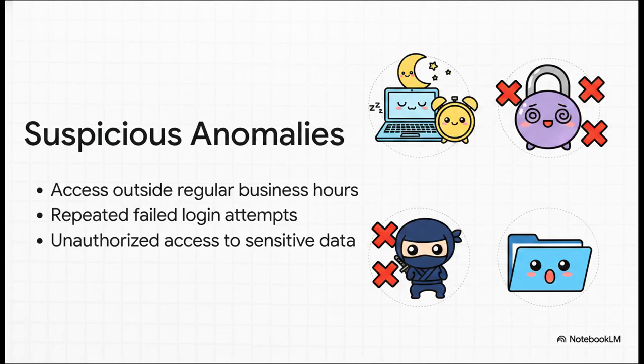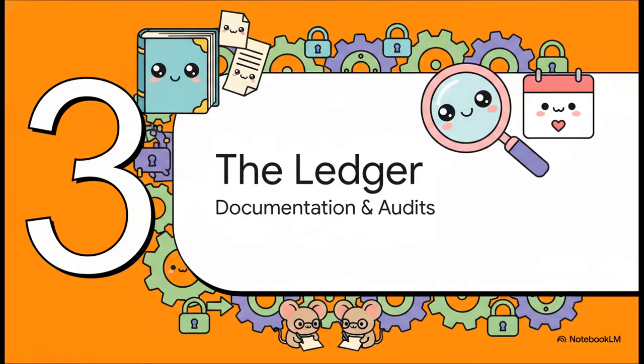By catching these suspicious activities the very second they happen, your security team can isolate the systems and stop a minor anomaly before it spirals into a catastrophic data breach. And that brings us to our final section, Part 3, the ledger, documentation and audits.